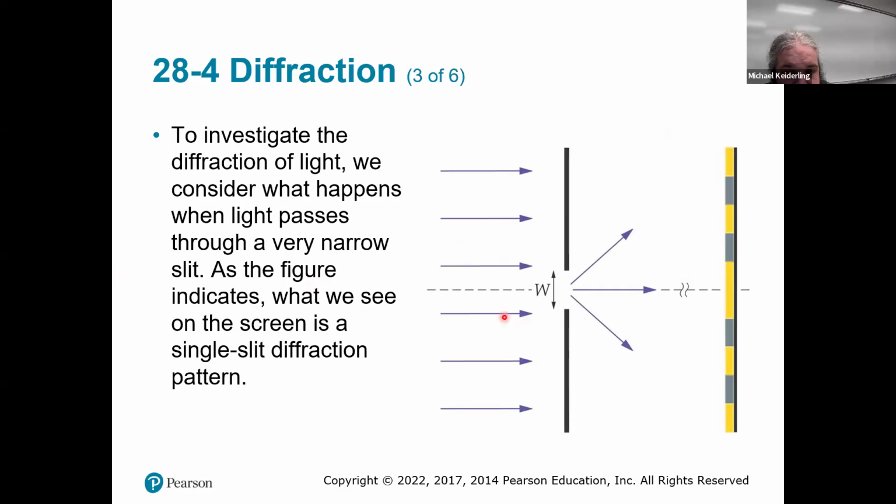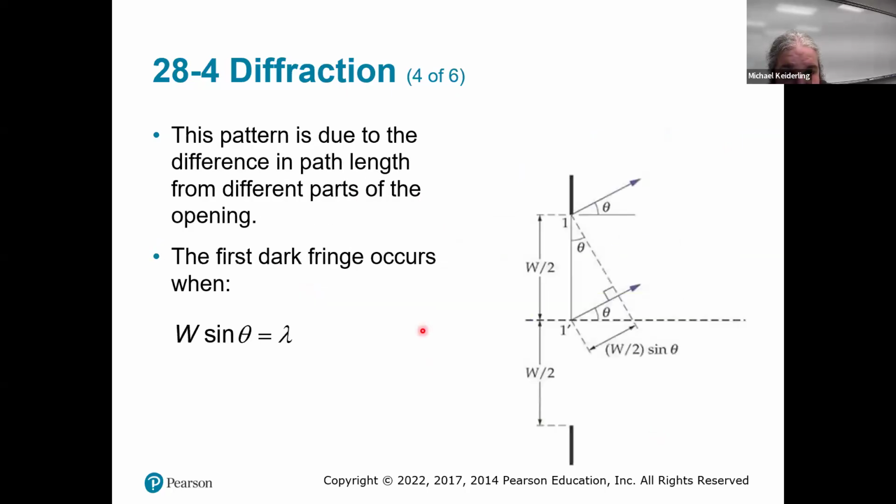And when light diffracts through a very narrow slit, we see an interference pattern from the diffraction from either side. We see what's called a single slit diffraction pattern. It's brightest in the center, and then there's a dim, and then a bright, and then a dim, and then a bright. And this pattern is due to the difference in path length from different parts of the opening.